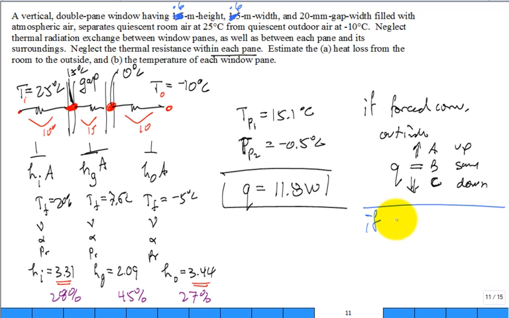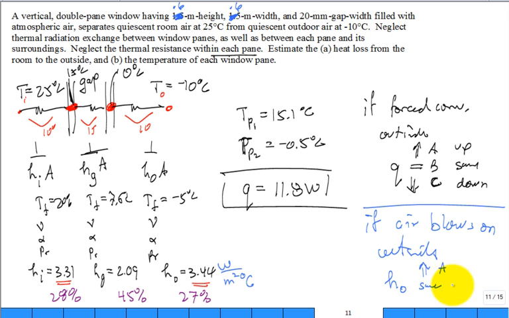If you have forced convection, if air blows harder on the outside, what does H on the outside do? It used to be 3.4 watts per meter squared degree C. What is H on the outside going to do? Is it going to go up? Answer A. Stay the same, unchanged? Answer B. Or go down? Answer C. What does the convection coefficient, H on the outside, do if you start to have a windy day instead of a calm day?